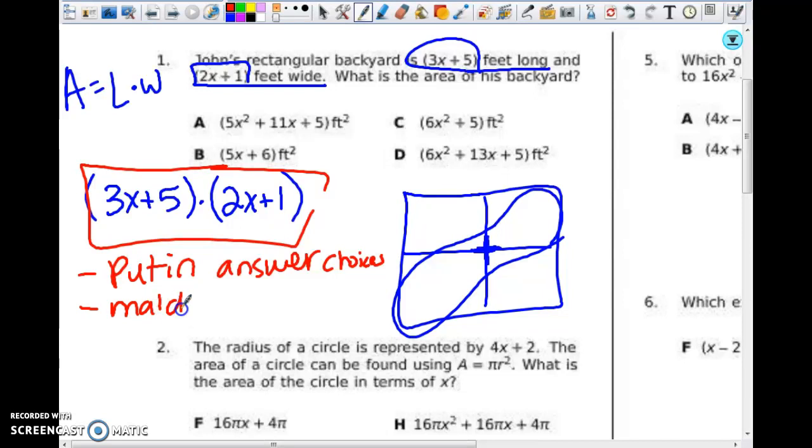So put in answer choices and match a graph. That's it. Now, real quickly, in your answer choices, they say feet squared. Do you need to put that in the calculator? Guys, feet squared is like a unit. It's like inches. Are you going to type inches in the calculator? No. So please do not try to type in feet squared. You're just checking to see, does the answer choice itself match this? Number 1 is matching a graph.